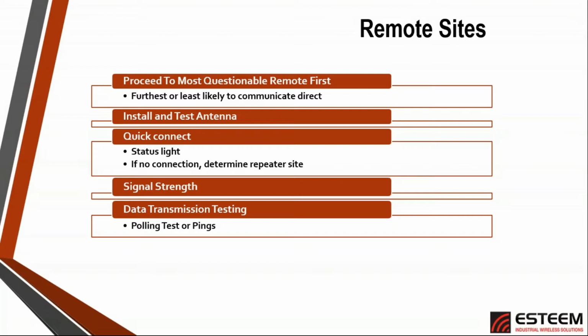The idea behind this is that if we can't make this very simple, smallest packet connection, it's kind of pointless to continue on with taking signal strength measurements and all the rest of it, because we're going to need a repeater site somewhere within the network. If all that looks good, we've actually got a simple quick connect. The next thing we want to look at is how much signal do we have to that location.